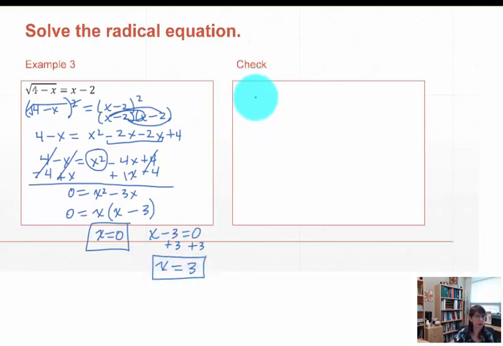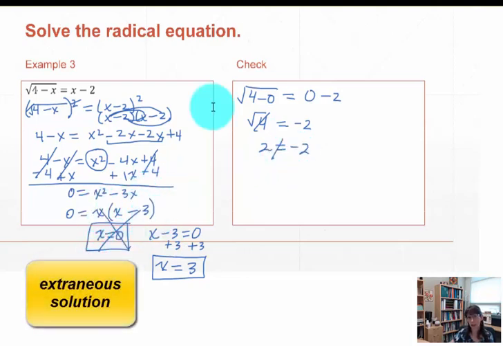Let's check those out. So first we'll have square root of 4 minus 0 equals 0 minus 2. So it looks like square root of 4 equals negative 2. 2 equals negative 2. No, 2 does not equal negative 2. So that answer of 0 is not going to be one of our actual answers. That's what we would call an extraneous solution.